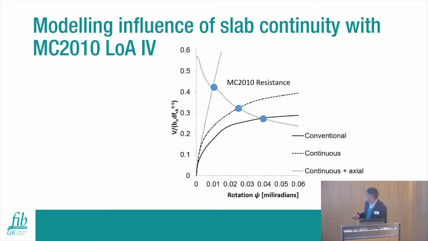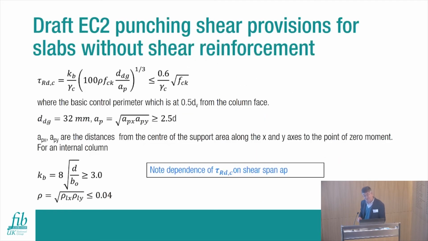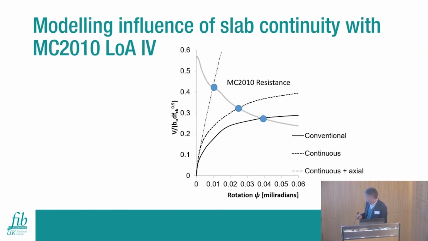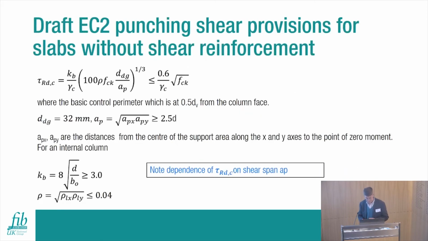And then in the final slide here, I'm showing the beneficial effect of the compressive membrane action, which has reduced the rotation even further. So you can take account of this benefit using Model Code 2010 level of approximation 4, but the revised Eurocode gives a simplified formula which allows you to take account of this benefit.